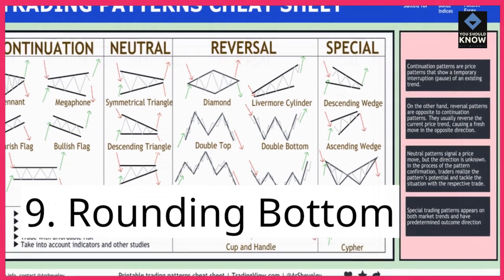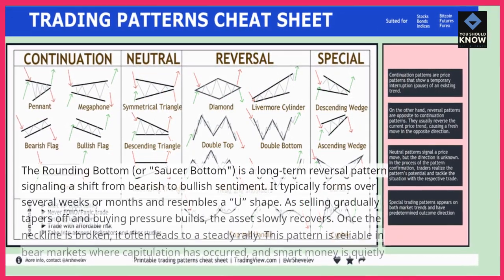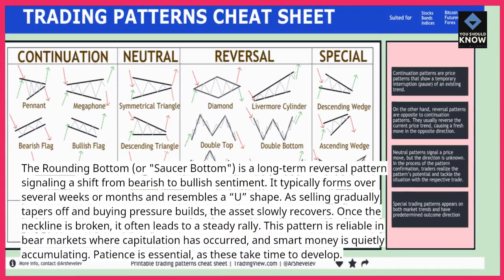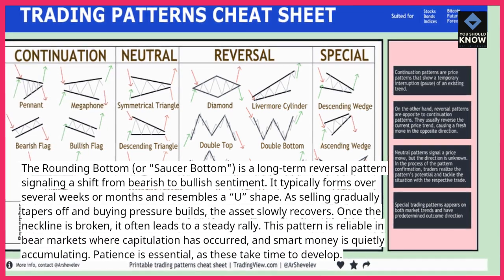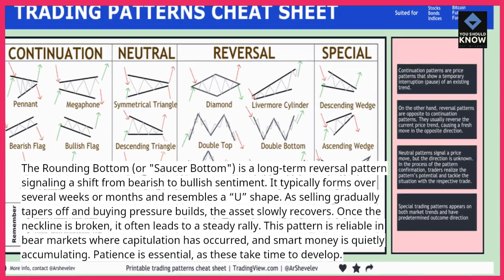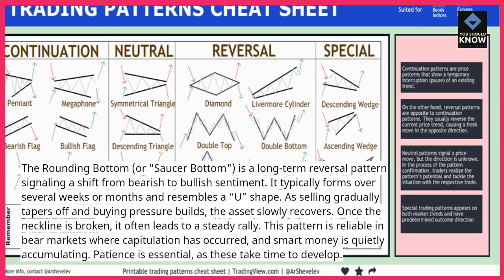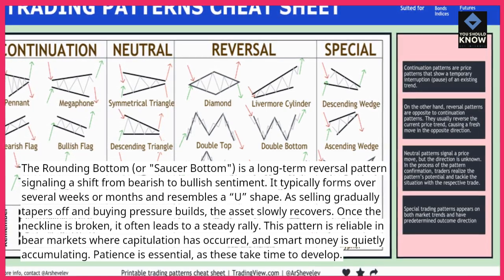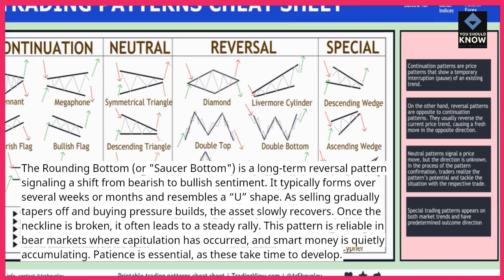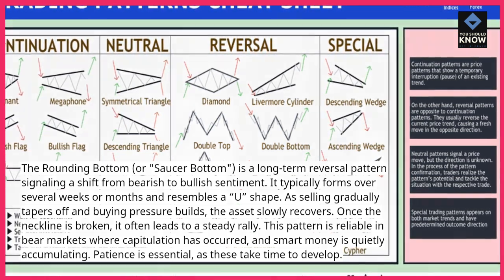9. Rounding bottom. The rounding bottom, or saucer bottom, is a long-term reversal pattern signaling a shift from bearish to bullish sentiment. It typically forms over several weeks or months and resembles a U shape. As selling gradually tapers off and buying pressure builds, the asset slowly recovers. Once the neckline is broken, it often leads to a steady rally. This pattern is reliable in bear markets where capitulation has occurred, and smart money is quietly accumulating. Patience is essential, as these take time to develop.